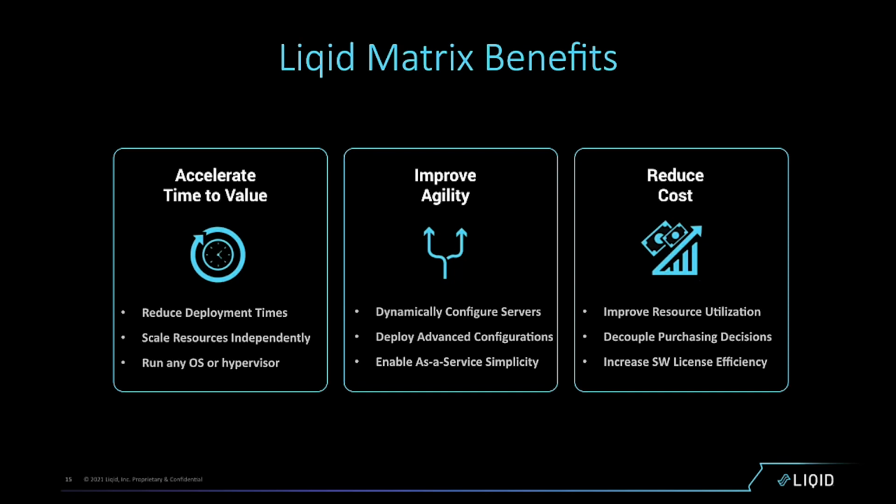From a benefit standpoint, as I mentioned, it's just really around accelerating that time to value, so reducing deployment times. Instead of having to wait forever for a server to deploy, you deploy it immediately or compose into an existing server in seconds. Dynamic configurations, right? We have customers who ask us, hey, can I do this many GPU in a server? Can I do 20 in a server? Can I do 15 in a server?